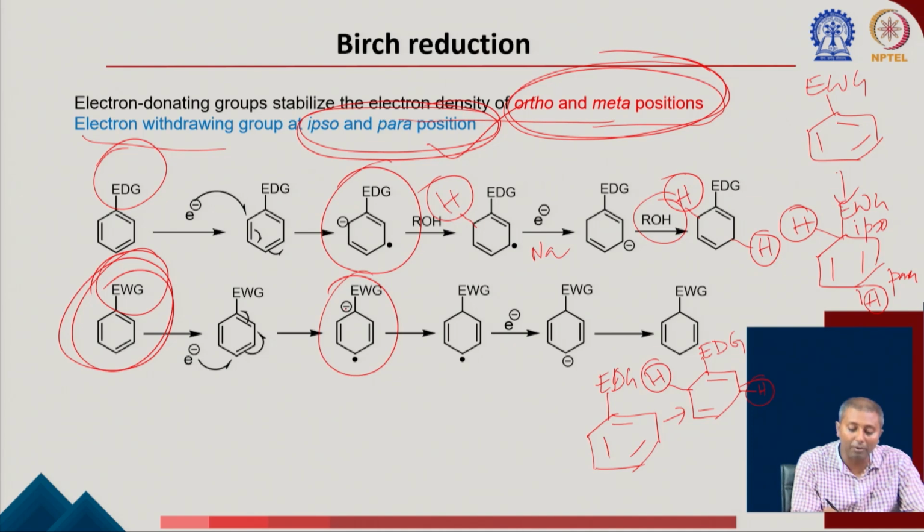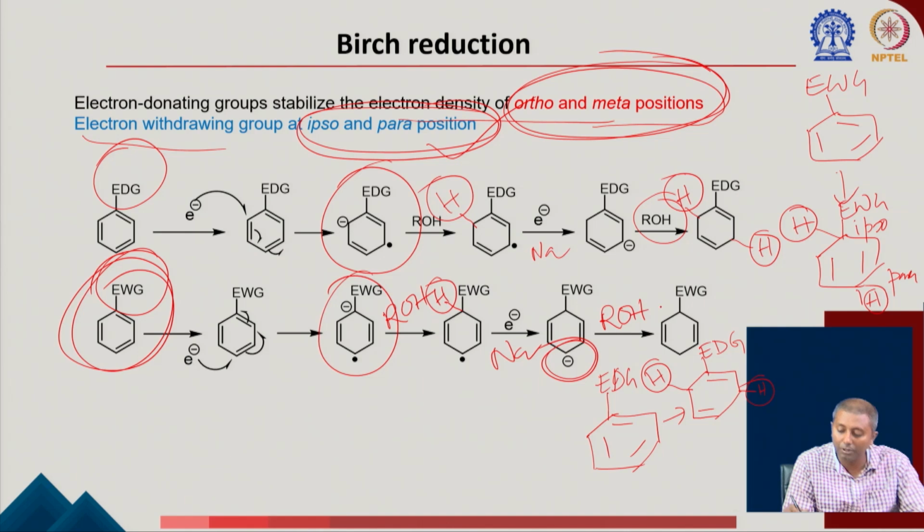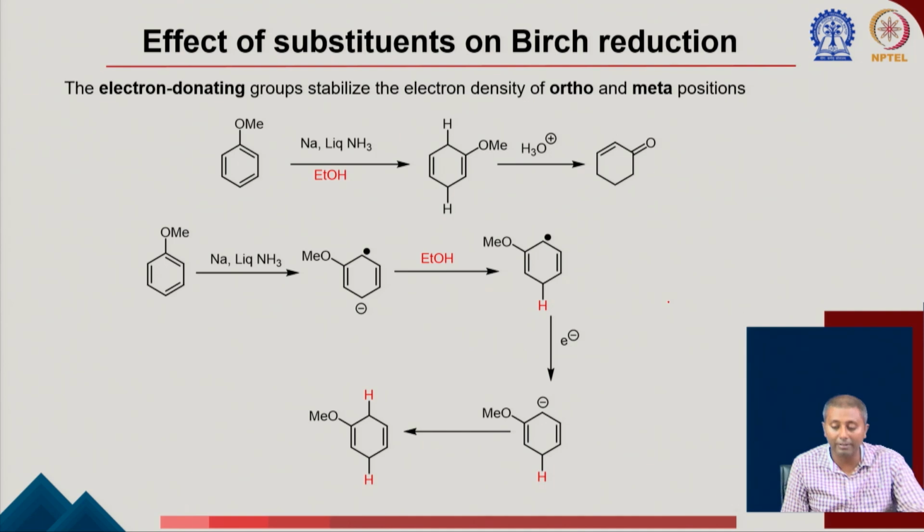But again, once you form a minus, it can take a proton from your ROH. So there will be H here, then it can take another electron from the sodium, from a minus here, which can take another proton from the corresponding ROH to form. So now you will see a formation of an ipso and para selective product. Okay. So again I hope you understood this part.